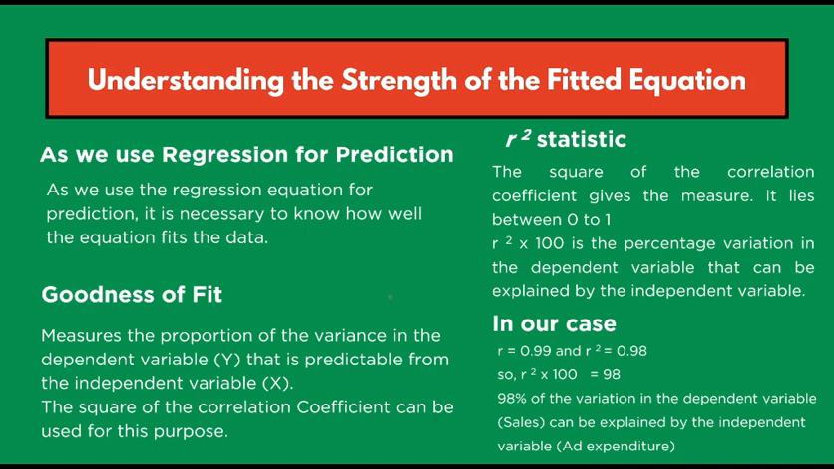For our example, we had r as 0.99, and when you take the square of r, that is R square, it comes out to be 0.98. Multiply 0.98 by 100. You will get 98. So 98% of the variation in the dependent variable can be explained by the independent variable. So this is the purpose and how goodness of fit of a regression model is studied.